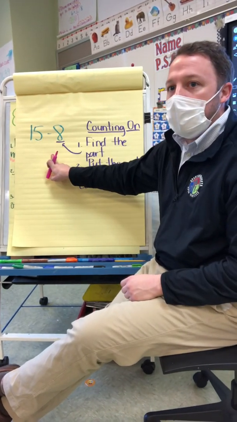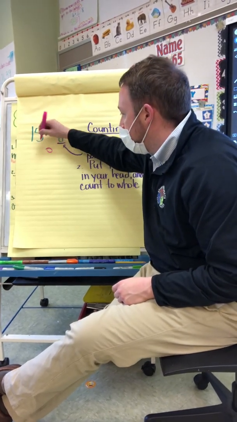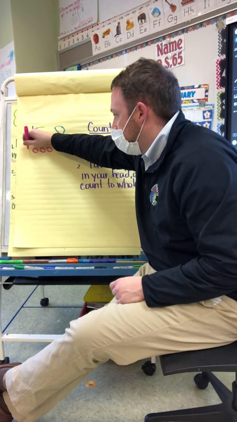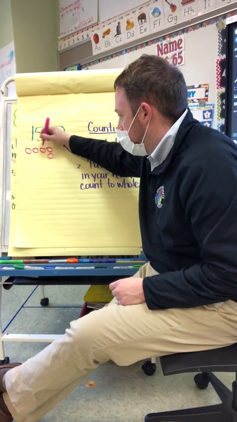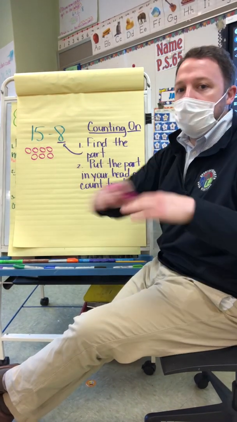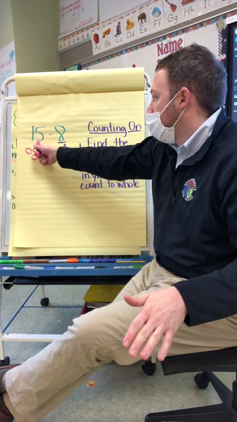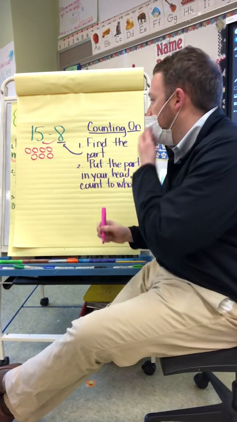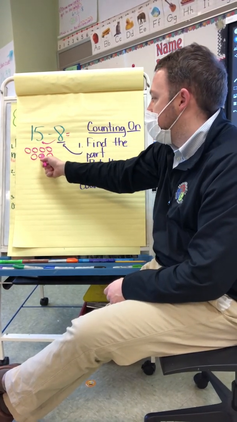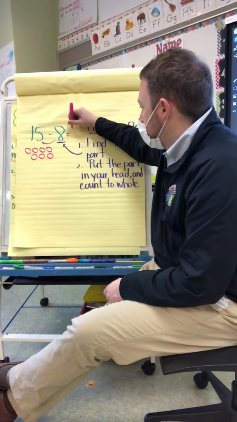What comes after 8? 9. What comes after 9? 10. After 10? 11. Just keep counting. 12, 13, 14, 15. And now we can stop. Because we've hit our whole. Okay? We've hit our whole. So now we need to look and see how many counters we have. 1, 2, 3, 4, 5, 6, 7. So 15 minus 8 is 7.